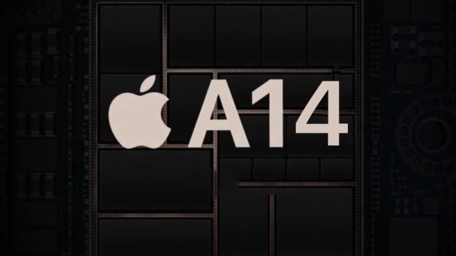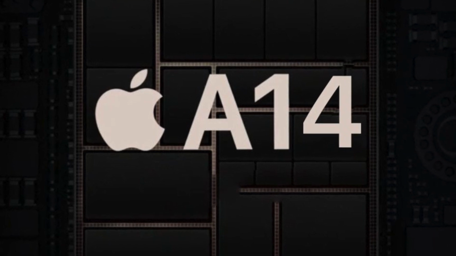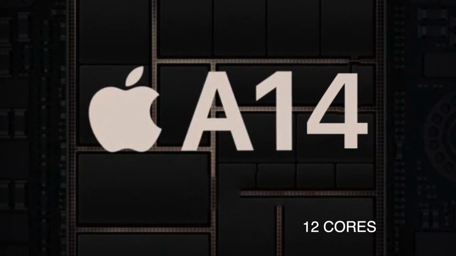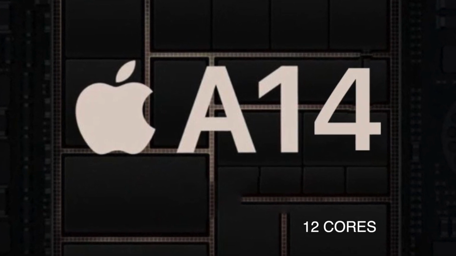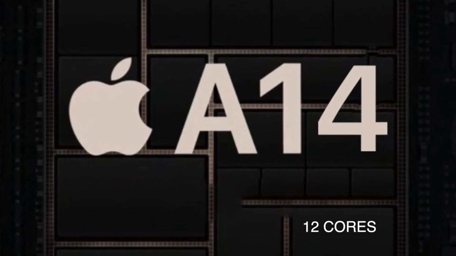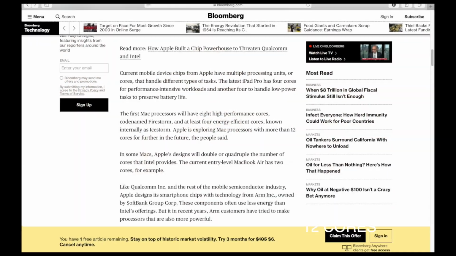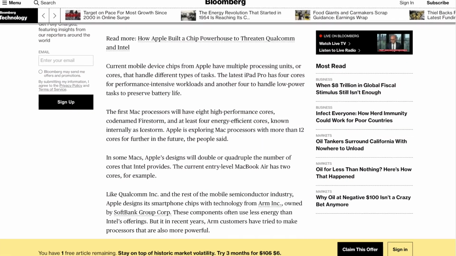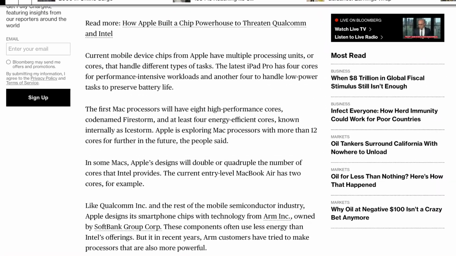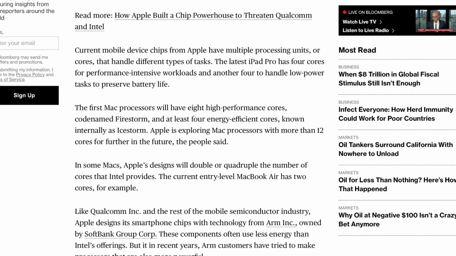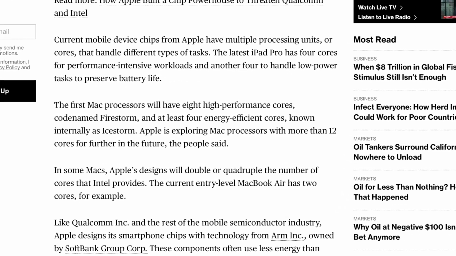While we are not certain about the exact frequency, the source claims it'll be at least a 12-core chip, which is insane. Similar to the current Apple processors, this chip will consist of efficient and high-performance processing units. In this case specifically, it is said that this chip will have 8 high-performance cores codenamed Firestorm and 4 energy-efficient cores known as Icestorm. But that's not all.